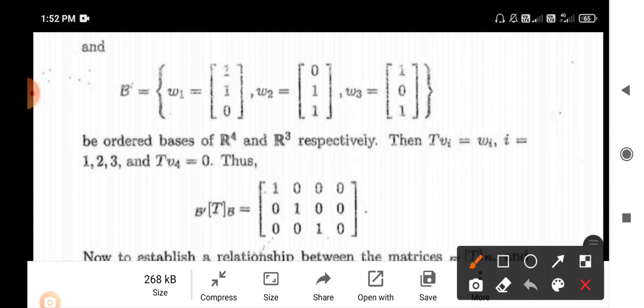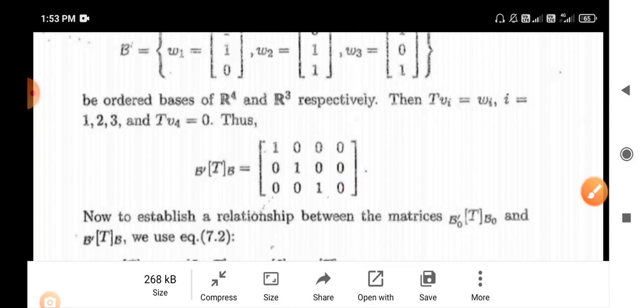For the second column vector, T of V2 is W2, which is 0 into W1 plus 1 into W2 plus 0 into W3. Therefore the second column is (0, 1, 0). The third column, T of V3, is W3, which is 0 into W1 plus 0 into W2 plus 1 into W3. And the last column, T of V4, is 0, which can be written as 0 into W1, 0 into W2, 0 into W3. Therefore this is the matrix of representation corresponding to basis B to B dash.